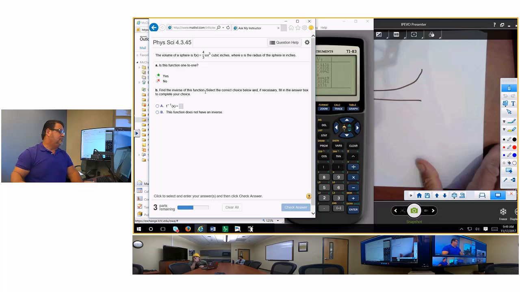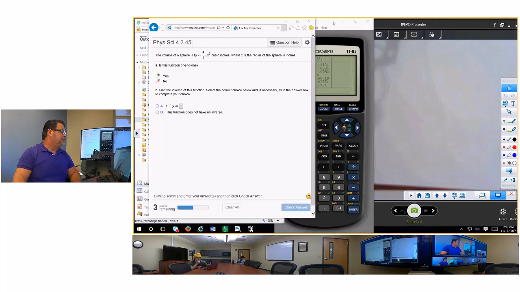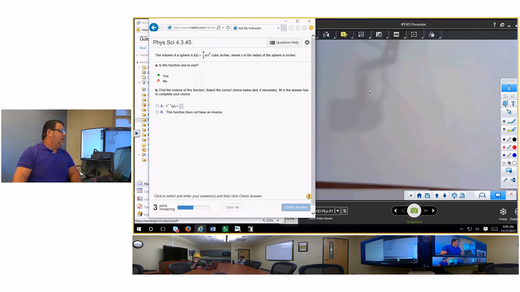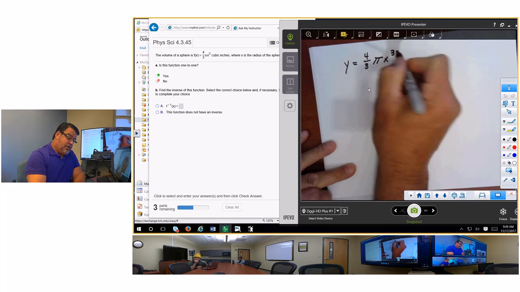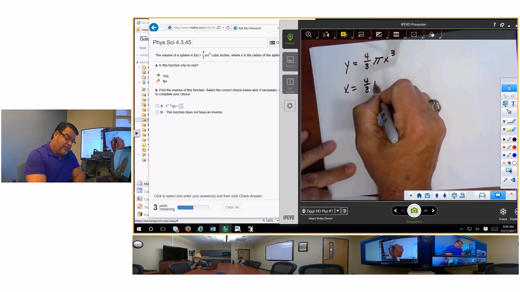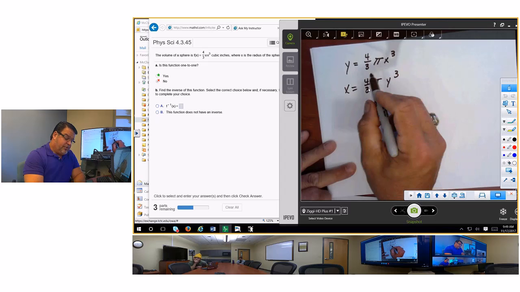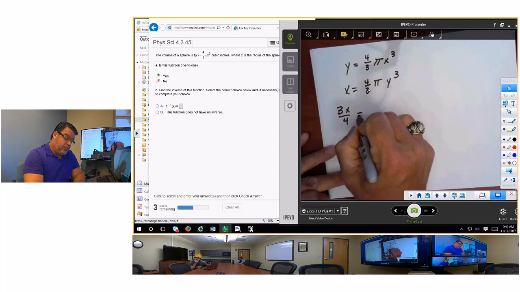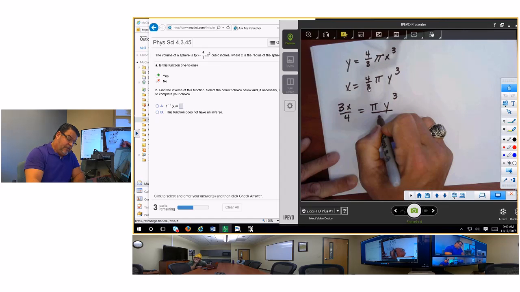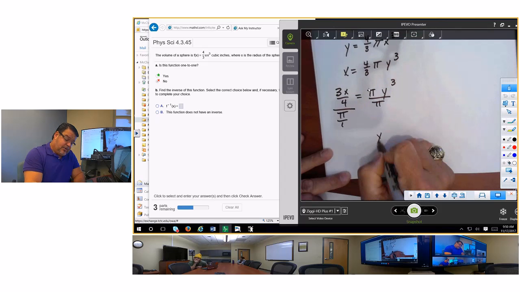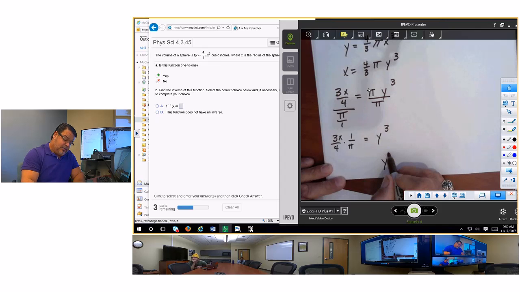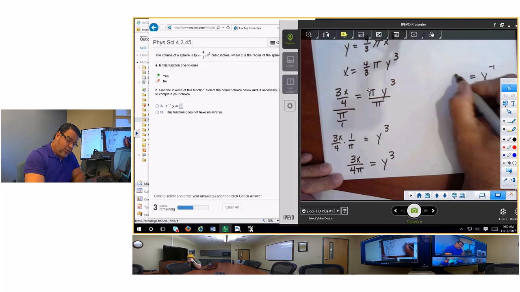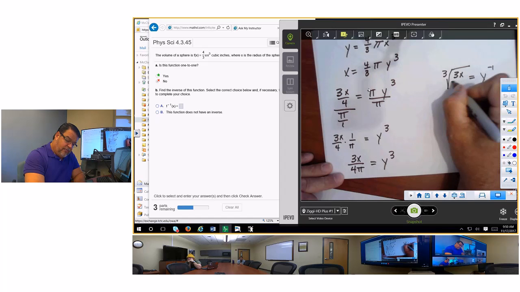So if we find the inverse of the function, let me move the thing out of the way. Hold on. Here we go. Y is equal to 4/3 pi x cubed. So x is equal to 4/3 pi y cubed. First thing I'm going to do is multiply by 3/4 on both sides. 3x over 4 is equal to pi y cubed divided by 1. So y to the third is equal to 3x over 4 times 1 over pi. So y to the third is equal to 3x over what? 4 pi. And y inverse is equal to the cube root of 3x over 4 pi.